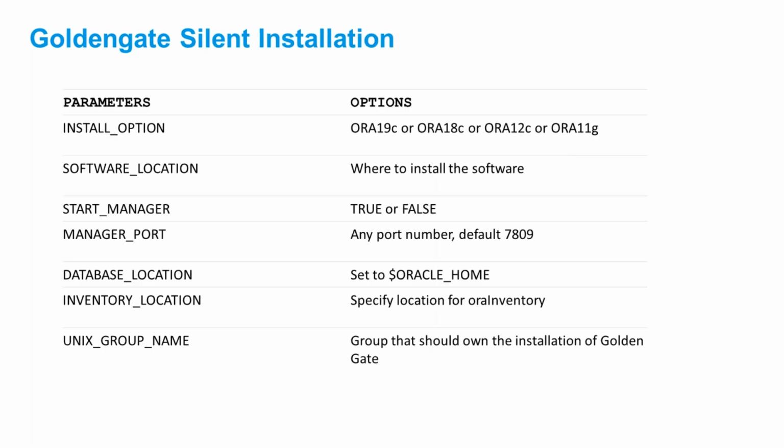For Oracle Golden Gate silent installation, you have to provide these parameters. The install option, which will be ORA19c, 18c, 12c or 11g. The software location, meaning where to install. Then start manager, true or false. Manager port, any port number you can provide. You can provide the database location, which will be Oracle. Then you can provide the inventory location and the Unix group name as well. So you have two options to install, either silent installation or GUI installation.